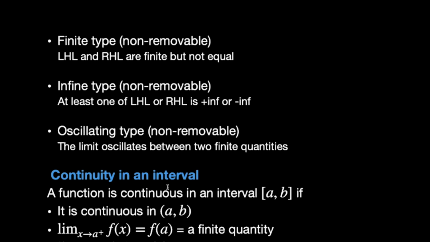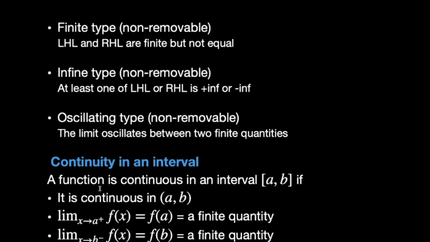So there are three conditions for this. First, it should be continuous in the open interval a to b. Then second condition, the right hand limit of the function at a should be equal to the value of the function at a, and it should be a finite quantity. Similarly, the left hand limit of the function at b should be equal to the value of the function at b, and should be a finite quantity.